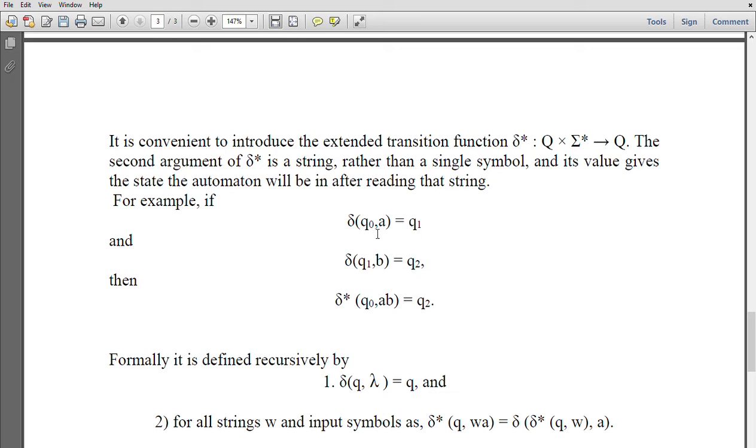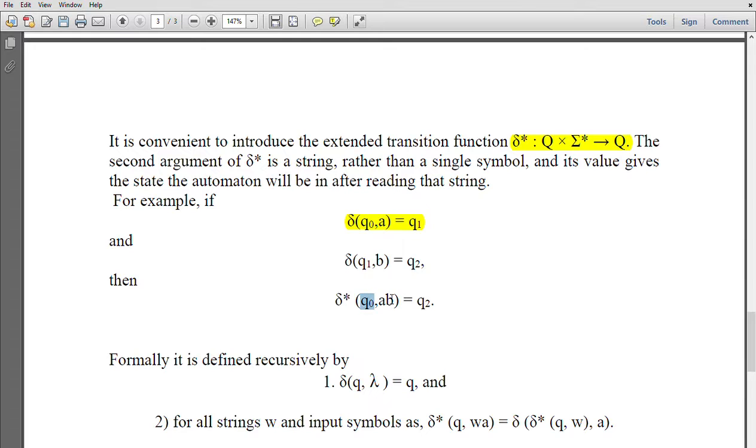Now we can see one more thing, that is an extended transition function. So what is this extended transition function? We have already seen how the transition is defined for a particular alphabet. This is the transition function for a particular alphabet A. Suppose the machine is starting from Q0, after reading A it goes to Q1, and from Q1 after reading B it goes to Q2. So we can write this extended transition function like this.